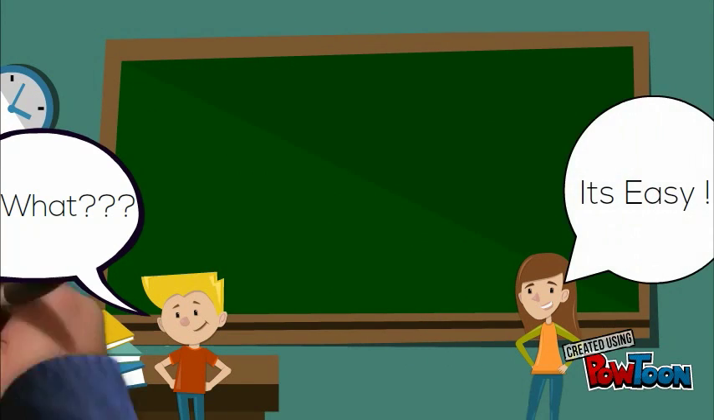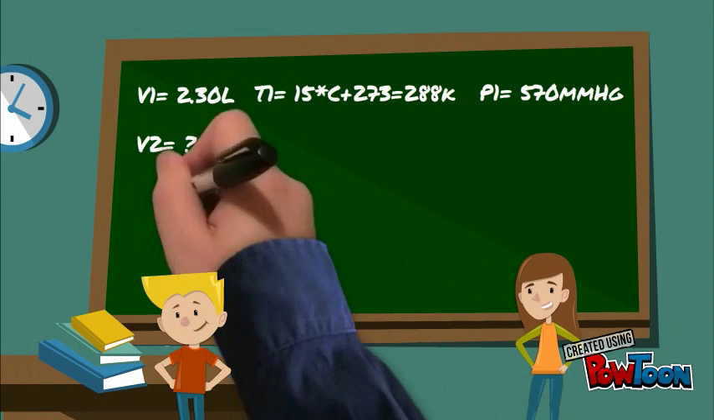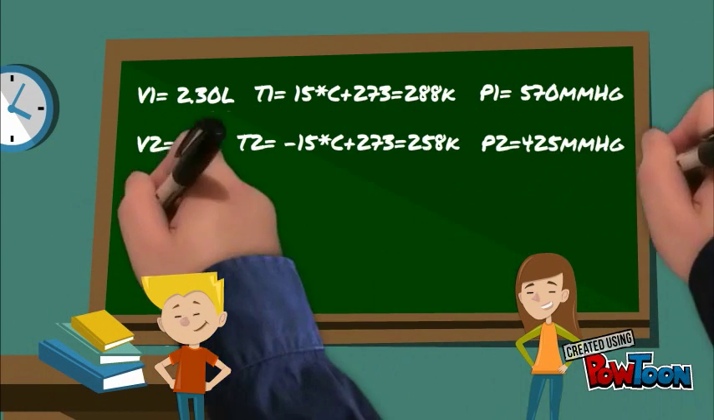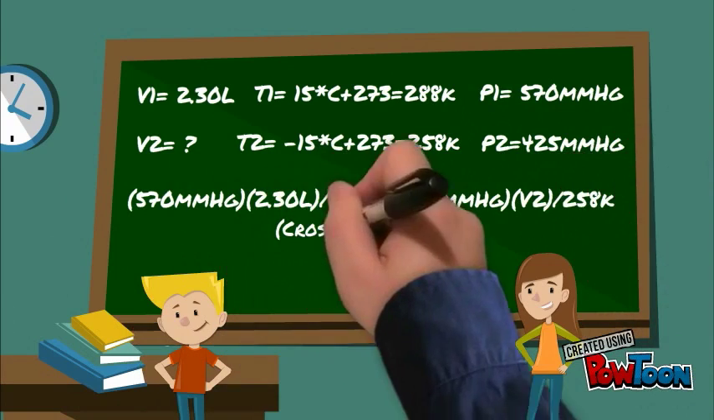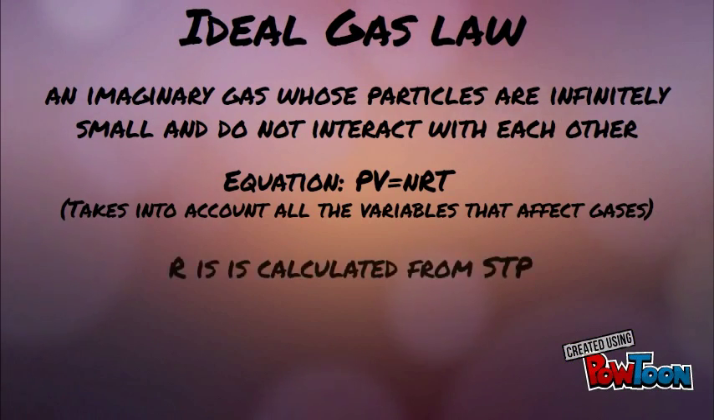What? It's so easy! Write down every single one of your givens and then set up the equation P1 times V1 divided by T1 equals P2 times V2 divided by T2 and cross multiply to find V2, which turns out to be 2.76 liters.